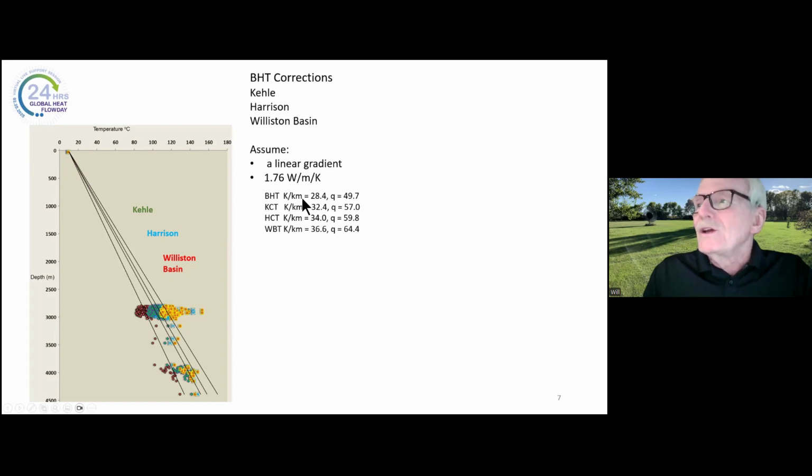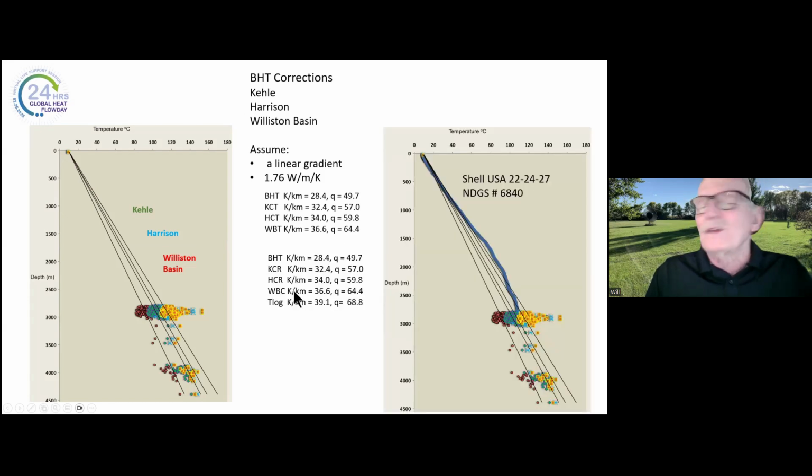Now, here are the gradients. Notice how the heat flow changes overall from 49 to 57 to almost 60 to 64.4. But let's log the borehole. That is the blue line that you see along here. And notice it's not linear. In fact, there are a lot of curves and bounces around in this thing.